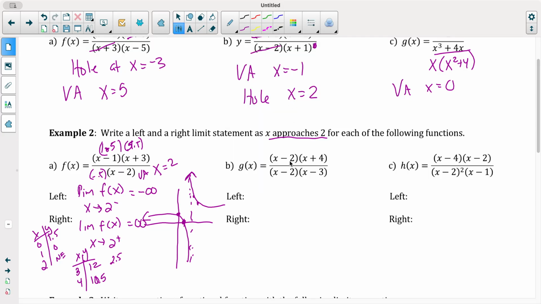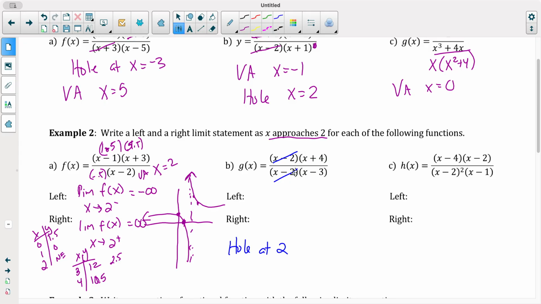Okay, let's try B. We know for a fact that we have a hole at 2, so I'm not going to get any answers if I substitute 2 in. This is technically the rest of my function, and I know I would have a vertical asymptote at 3. Since it's a hole at 2, we talked about this before.